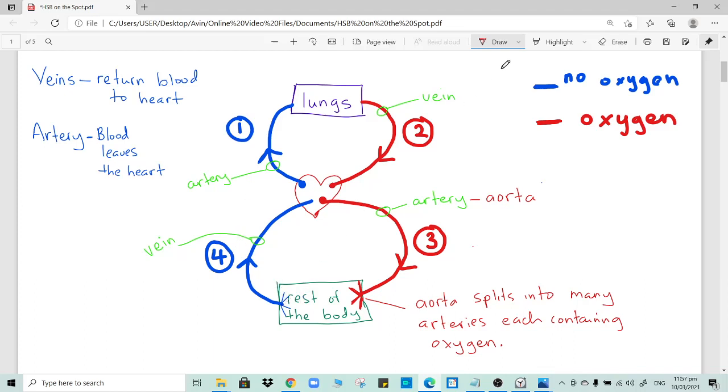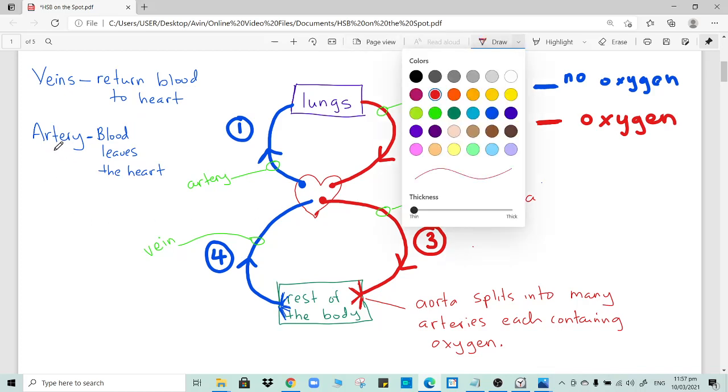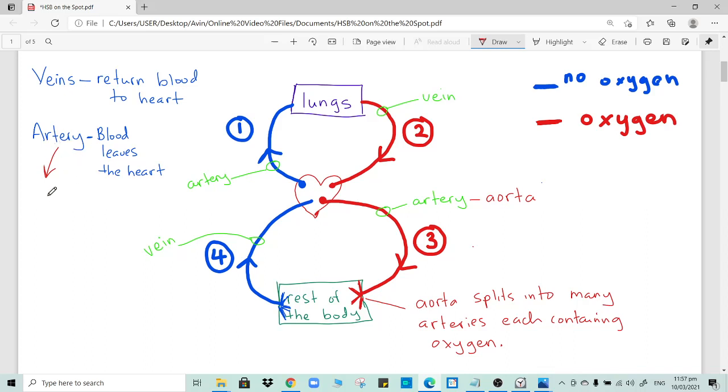Now, when it comes out of the body here, once again, there are many veins here. When they come out here, they have no oxygen. So arteries contain oxygen. That's another piece of trivia about arteries. Arteries contain blood with oxygen. Obviously they carry blood, so they contain oxygen, all of these guys here. Veins do not contain oxygen.